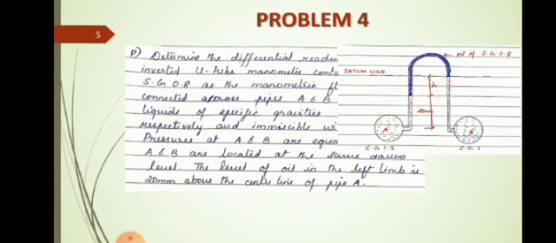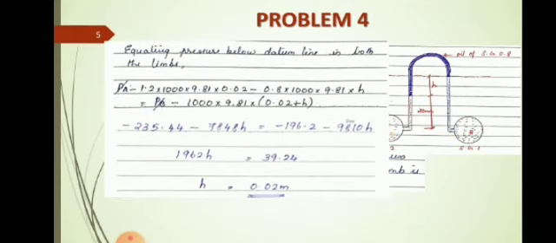So what do you have to do for that? First you have to draw the datum line. Where do you draw the datum line? You have to find the lower level of the manometric fluid and draw a horizontal line, and that becomes the datum line. Now equating pressure below the datum line in both the limbs. First we have written the left limb. So what are the pressures coming here? PA is the pressure inside the pipeline, minus 1.2 into 1000, which becomes the density of the fluid in the pipeline, into 9.81 into 0.02. What is 0.02? 0.02 is this 20 millimeter height.